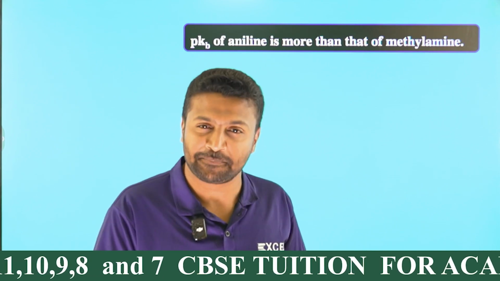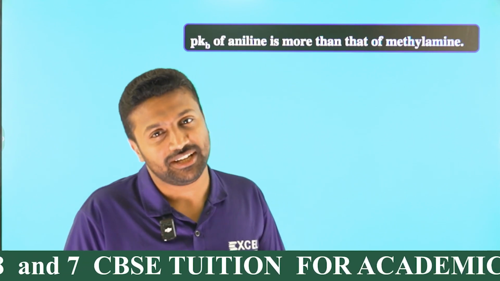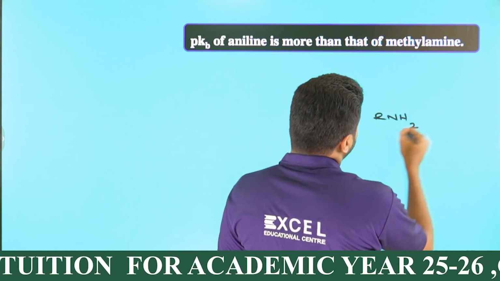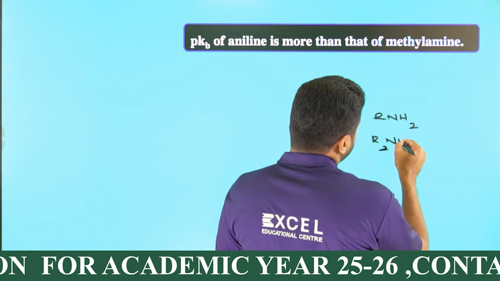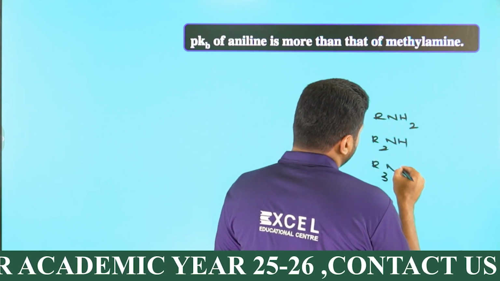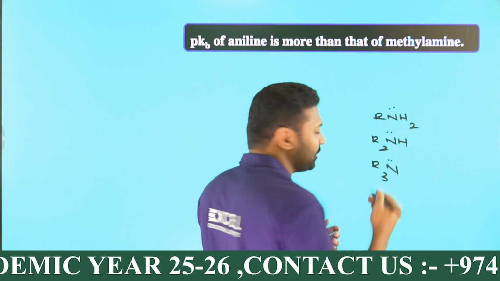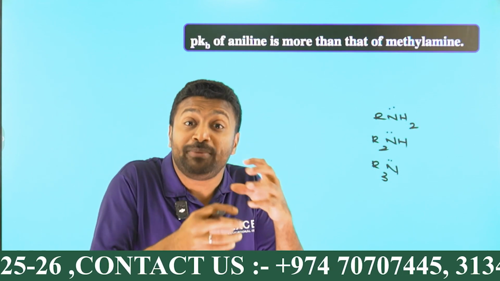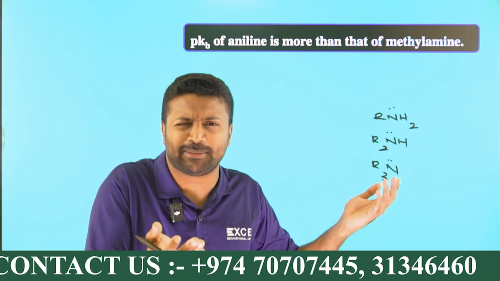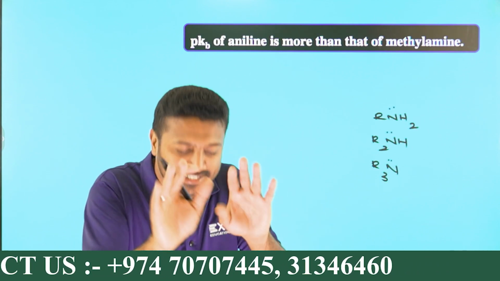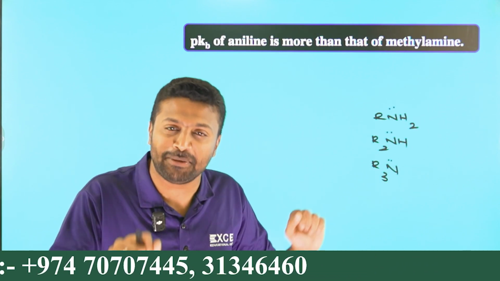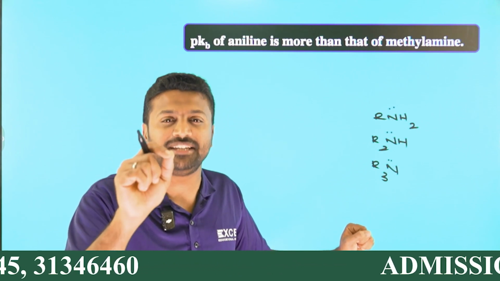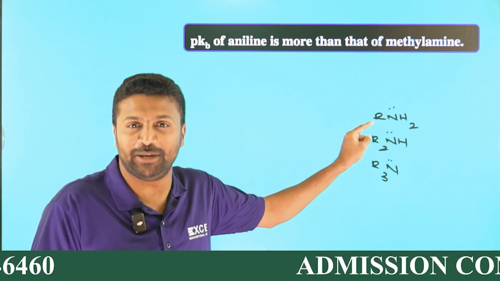Amines are basic in nature. Primary amine is called RNH2, secondary amine R2NH, and tertiary amine R3N. They all are basic in nature. Why? Because of the availability of a lone pair. That is the Lewis base concept. Primary, secondary and tertiary amines are basic because of the availability of lone pair.